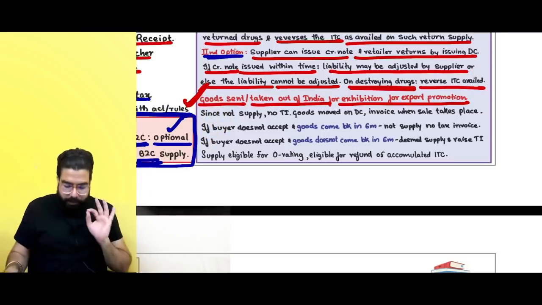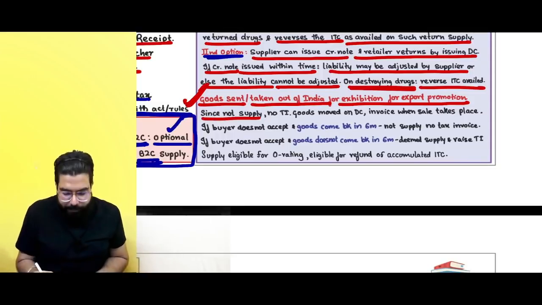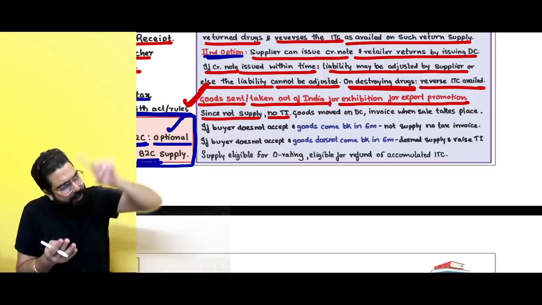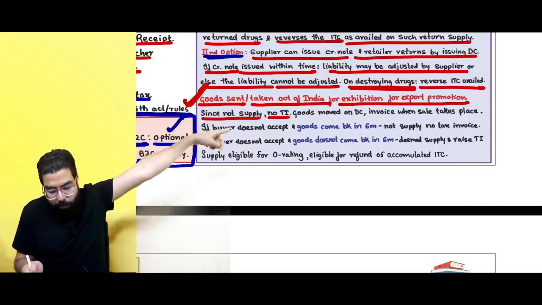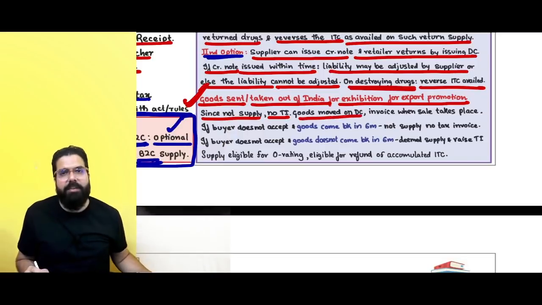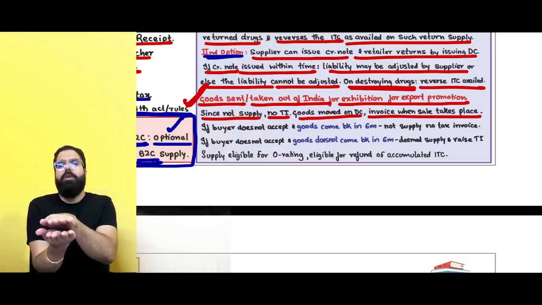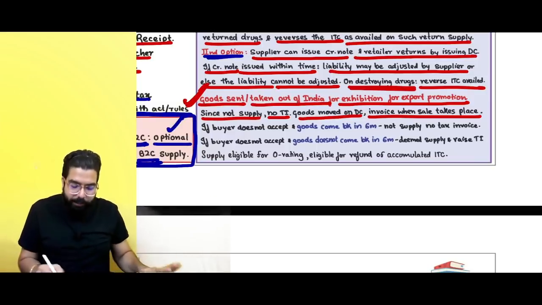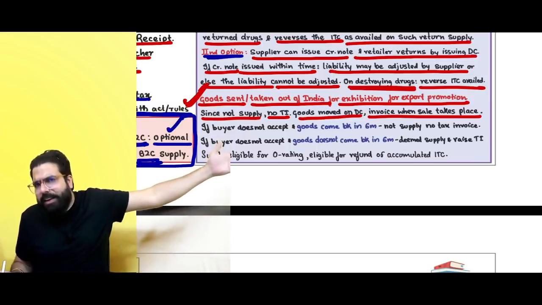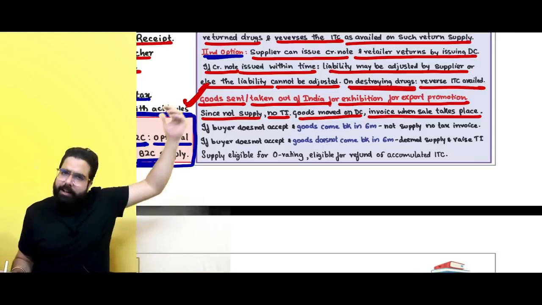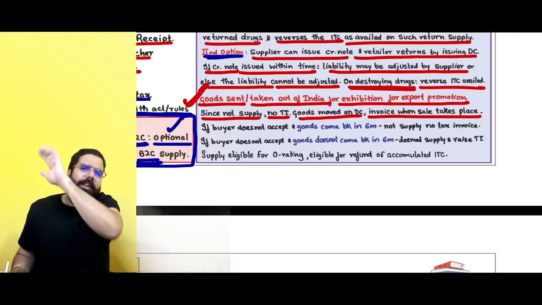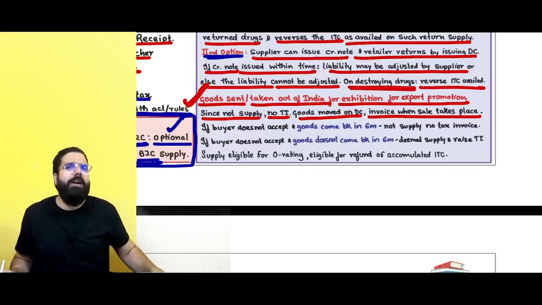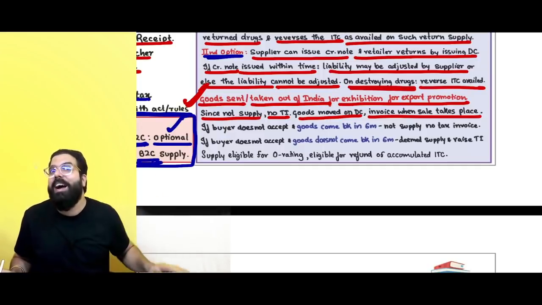What am I telling? Sir, since not supplied, no tax invoice is required. When you are taking the goods from India outside India for export promotion, goods can be moved on delivery challan, and the invoice is raised when the actual sale takes place. For example, I took some goods from India to the US for export promotion. In the US, if the buyer buys it, I should raise the invoice. Sir, if the buyer does not buy it, I should get the goods back to India within 6 months. If I don't get it back within 6 months, after 6 months I have to raise the invoice and pay the GST to the government.